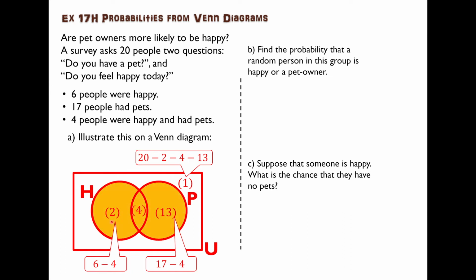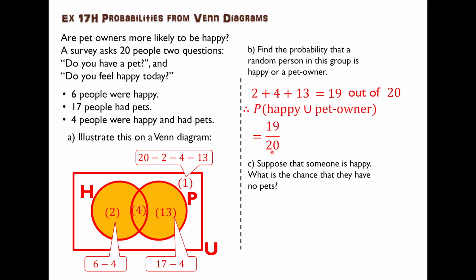That is the union, which is these 3 regions combined. So there are 2 plus 4 plus 13 is 19 people who are happy or pet owners or both. And that's 19 out of... Notice that we picked a random person in the whole group, out of all the people. How many people are there in total? There are 20 in total. So the probability of a random person being happy or a pet owner or both is 19 out of 20.